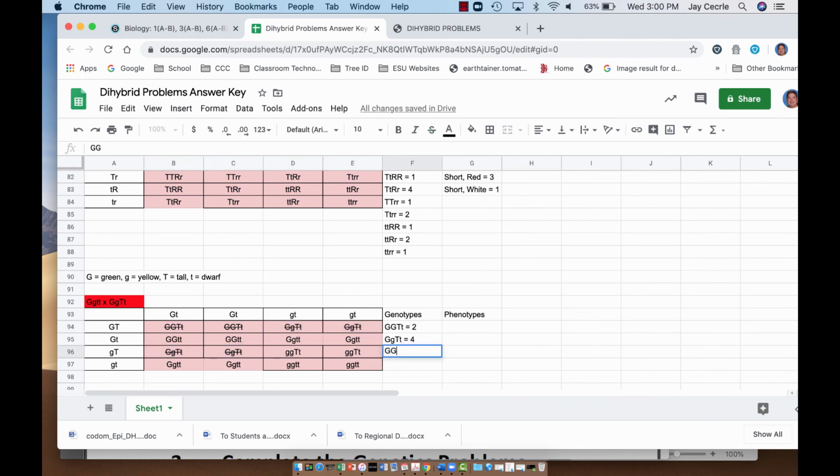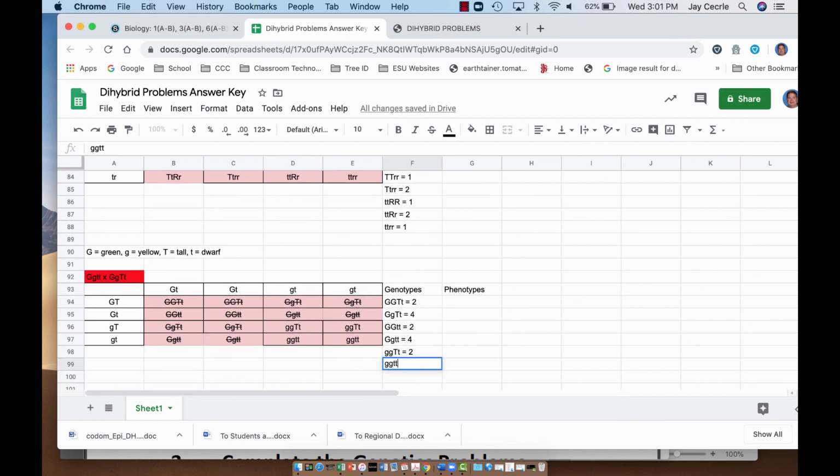Okay, next one, big G, little t, little t. 1, 2. Okay, next possible combination is big G, little t, little t. 1, 2, 3, 4. And then we have little g, big T, little t. There's 2 of those. And then little g, little t, little t is 2.